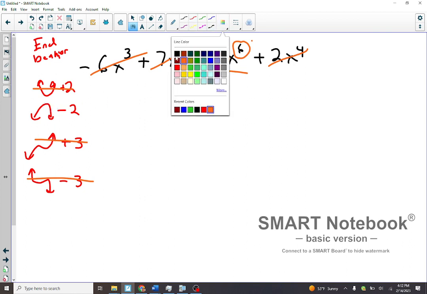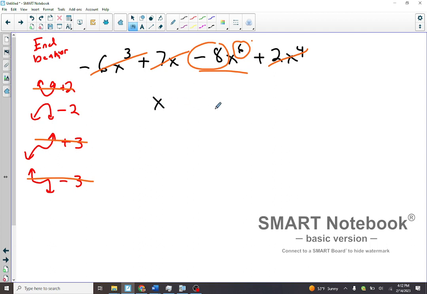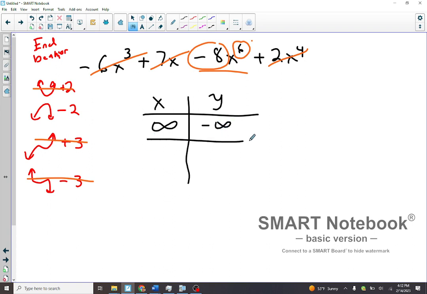So this is how you write your answer for the end behavior. As x goes to positive infinity, aka it's going to the right, it looks like it's going down, so that's negative infinity. And as x goes to negative infinity, aka going to the left, it's also going down. So that's how you write your answer right here.